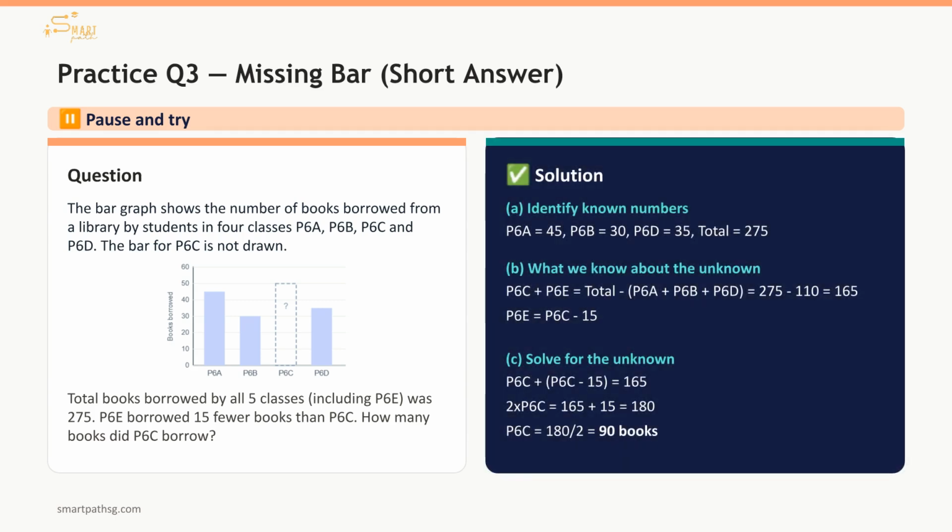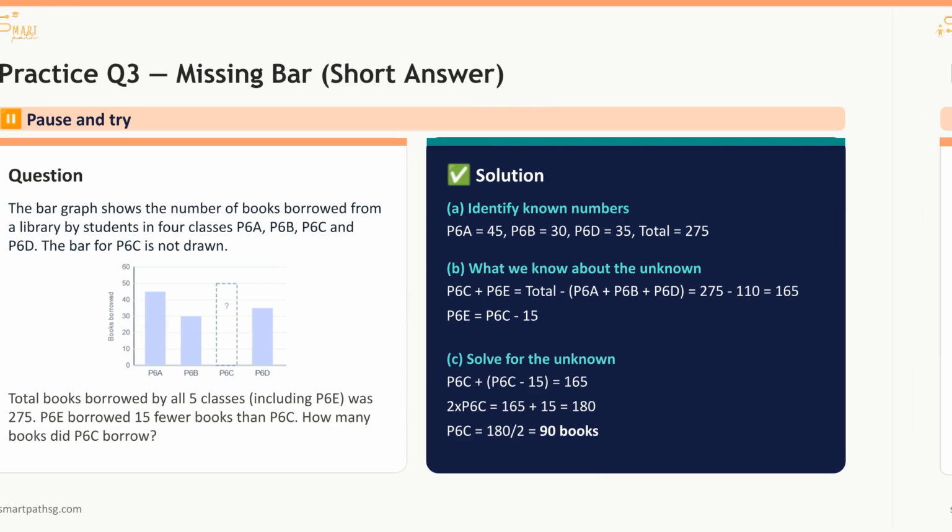To solve, first identify all the known numbers: number of books borrowed by P6A, P6B, and P6D, plus total number of books borrowed by all 5 classes. Next, find out what we know about the unknown, which is 2 relationships. One is the sum of the 2 missing bars equals total books borrowed minus books borrowed by the other 3 classes. The other is that P6E borrowed 15 fewer books than P6C did. Finally, using these 2 known relationships, we can solve for books borrowed by P6C.